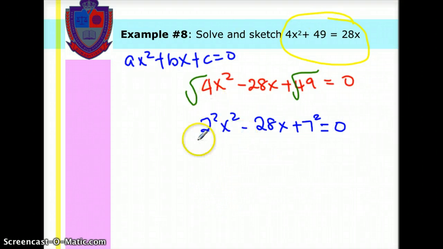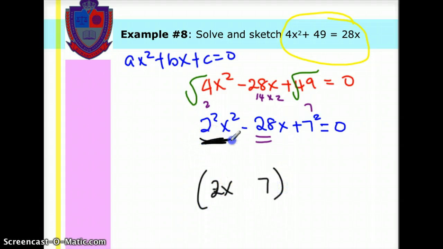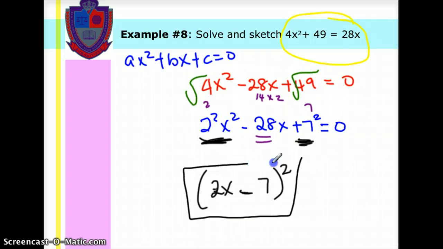Now, let's check this out. This is 2. This is 7. 7 times 2 is 14, and if I multiply that by 2, I get 28. So I know that my perfect square is going to work. I know my first term will be a 2x, and my last term will be a 7. That's coming from here and here, squared. Now what sign goes in the middle here? Minus. Why? Because it's minus next to my 28. Now this is what it looks like.